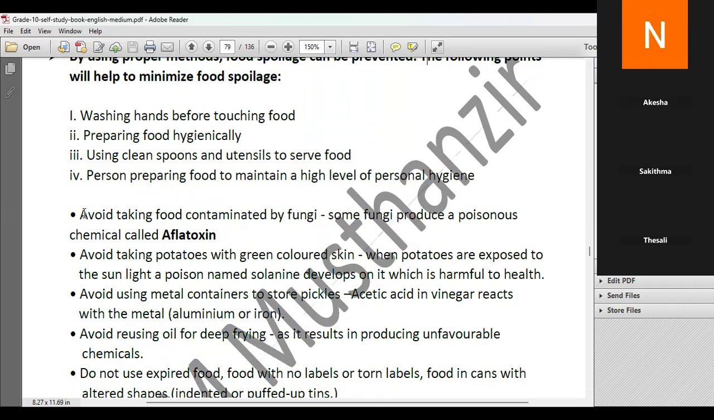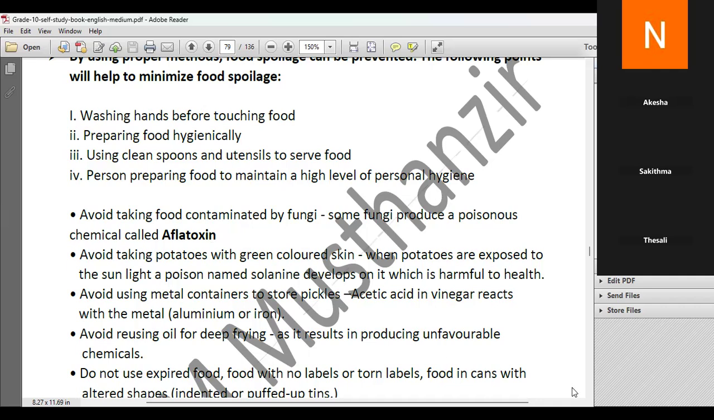Because that is important. This is aflatoxin. Avoid taking food contaminated by fungi. We never eat food with fungus anyway. Why is that? It is not good for our health because it produces a poisonous chemical called aflatoxin. Remember that. Aflatoxin, produced by fungi, leads to liver cancer and different illnesses. Write that point: food contaminated by fungi is not good to eat because some fungi produce a poisonous chemical called aflatoxin.